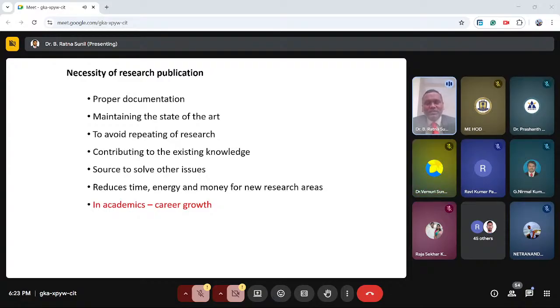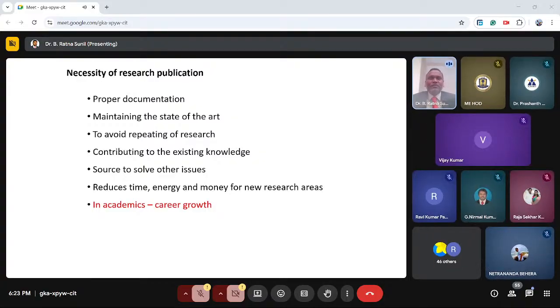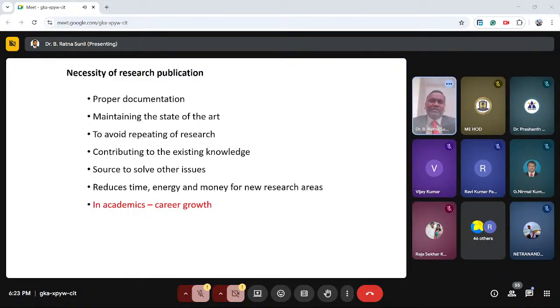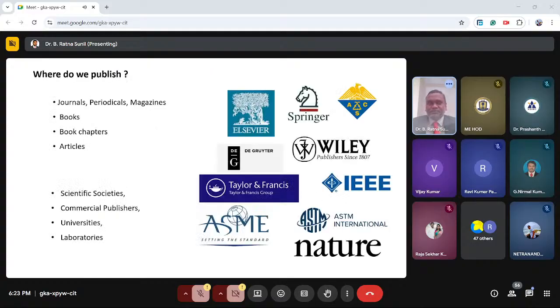So in academics, how do we measure the contribution of a faculty, of an academician to the university, to the students or to the society? What kind of scale do we use? We measure through research publications, maybe articles, papers, or patents, etc. That's why, for every academician now, getting research publications and getting patents has become very important. Now, where do we publish?